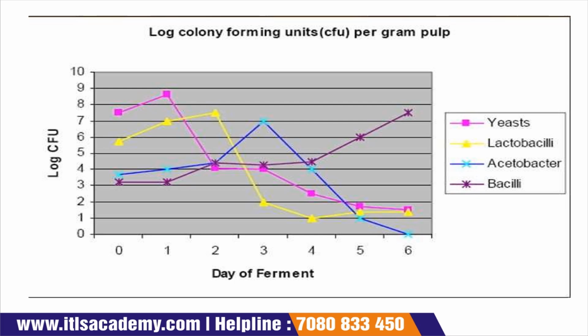So this is your log colony forming unit. The purple one is yeast. Then the yellow one is your lactobacilli. The blue one is your acetobacter, and this one is your what? This is your bacilli. So here you can see log CFU and day of fermentation. Okay, colony forming unit, and when the day of fermentation increases, the number of microorganisms also increases, but sometimes it will become constant.